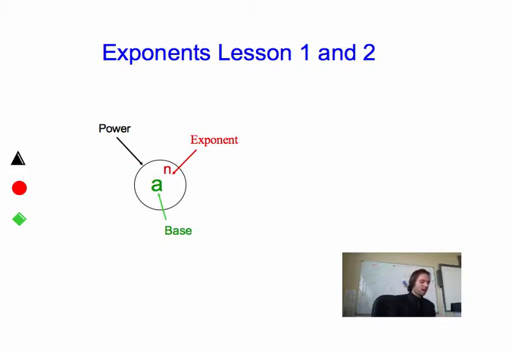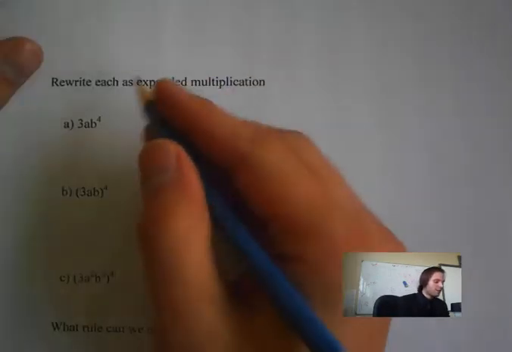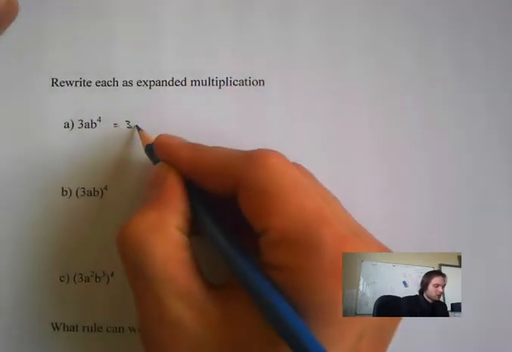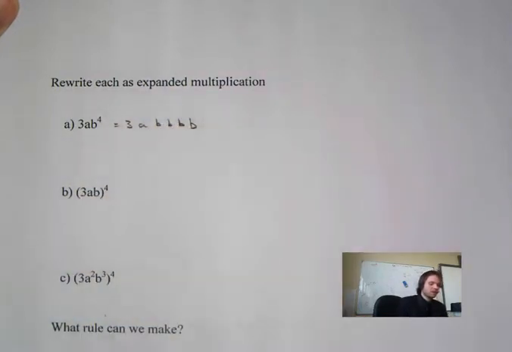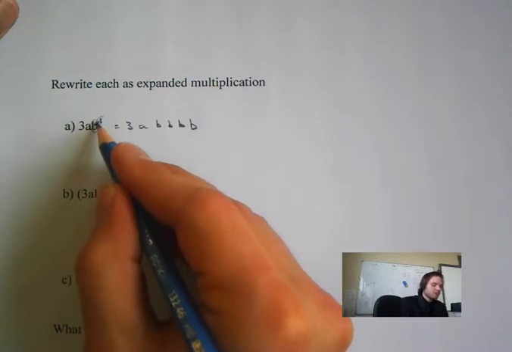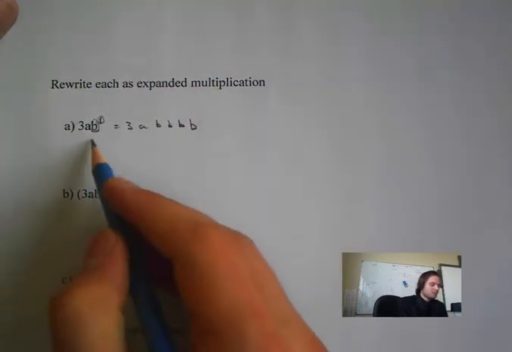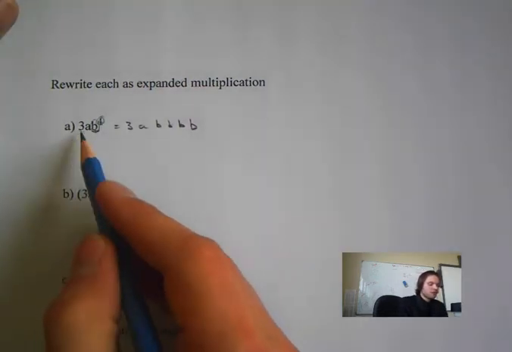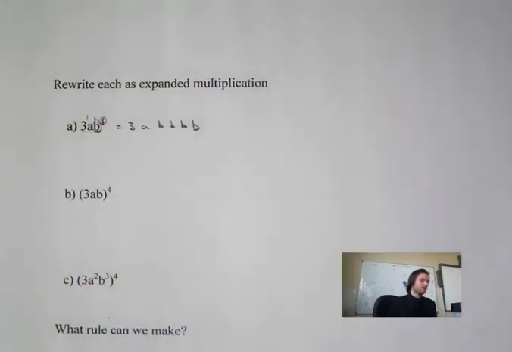So now let's take a look at our next lesson, or our first few questions. So we want to rewrite and expand each of these as multiplication. Okay, so here we go. We have 3 multiplied by A, multiplied by B, multiplied by B, multiplied by B, multiplied by B. Because right here I look at this, the exponent at 4 only has a base of B. The B is the base, the exponent is 4. 3 and A are not part of the base of that. 3 has its own exponent of 1, and A has its own exponent of 1.